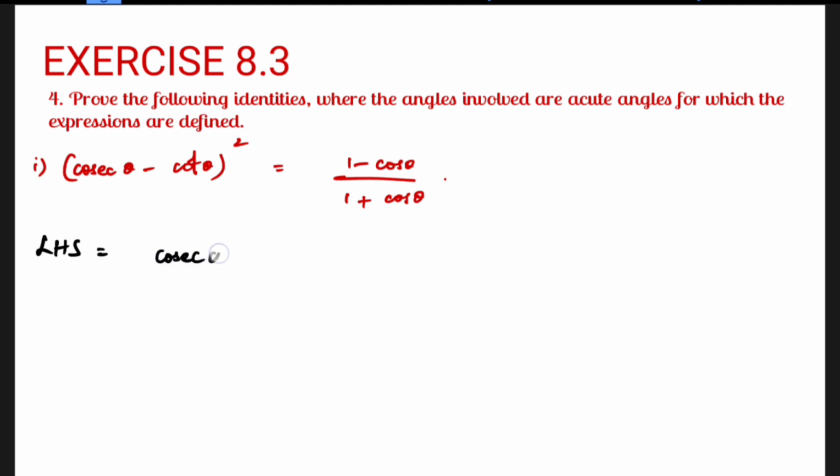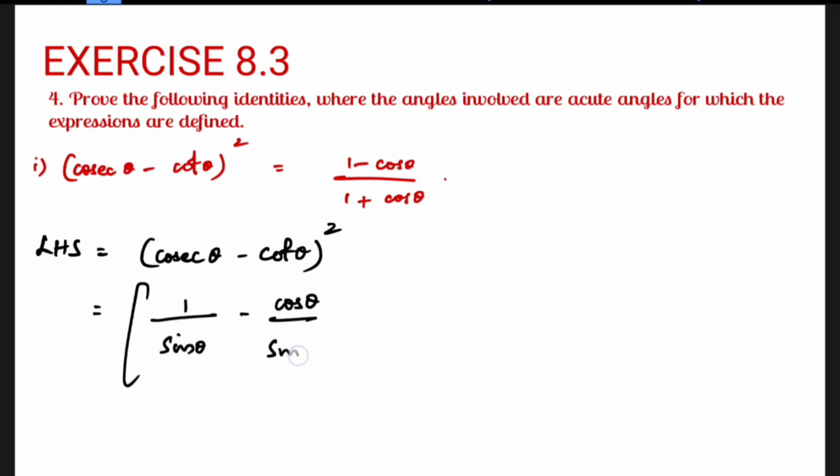LHS is equal to (cosec theta minus cot theta) the whole square. This is our first step: select the side with the larger number of terms. Second step, convert everything to simpler terms. Cosec theta is 1 by sin theta and cot theta is cos theta divided by sin theta, the whole square.